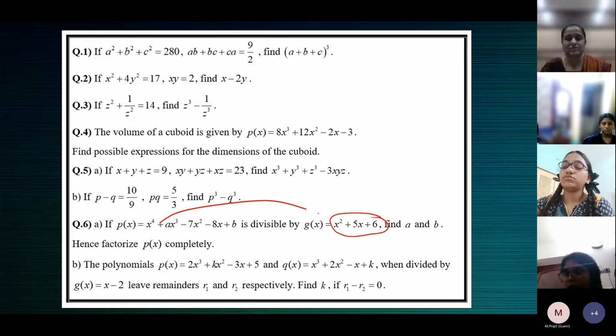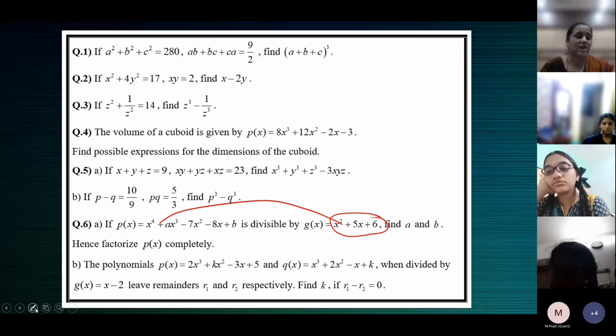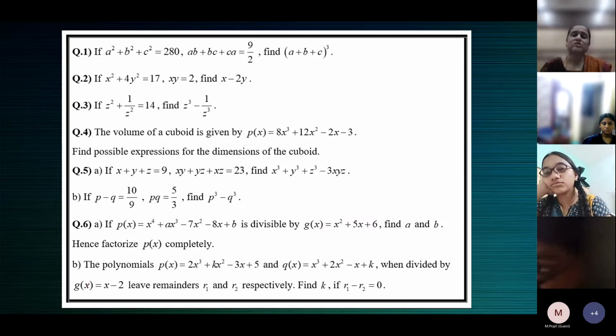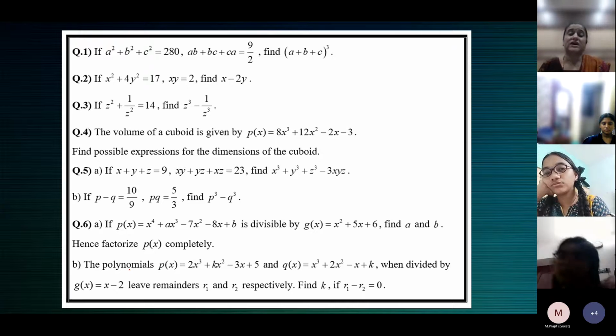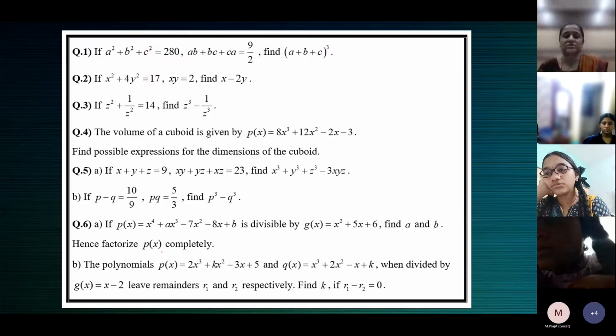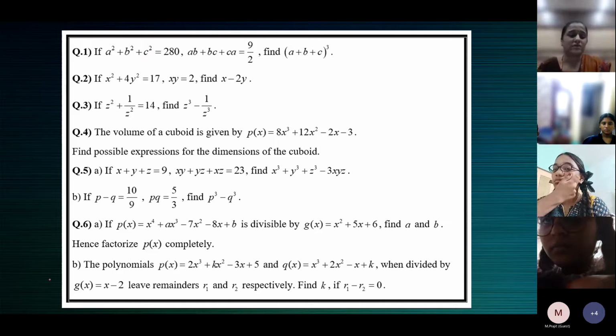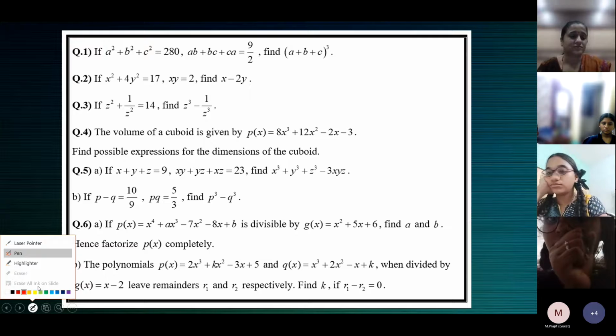See, this one is divisible by this. So in the question itself, we have the quadratic factor. So directly do the long division. In the quotient, you will get the other factor. Split the middle term and find all the four factors. I'll show you the answer slide.